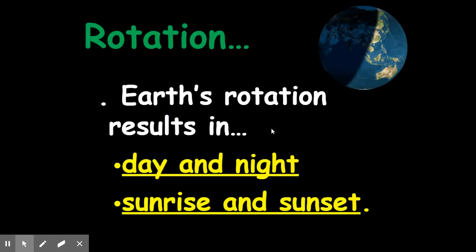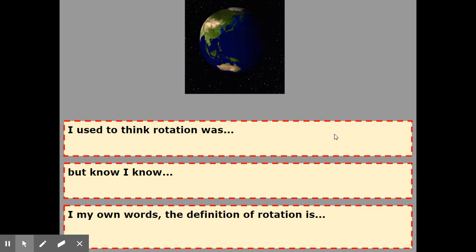Rotation. Earth's rotation results in day and night, sunrise and sunset. The side of the Earth that's facing the sun experiences day. The side of the Earth that's away from the sun is experiencing night during its 24-hour rotation.